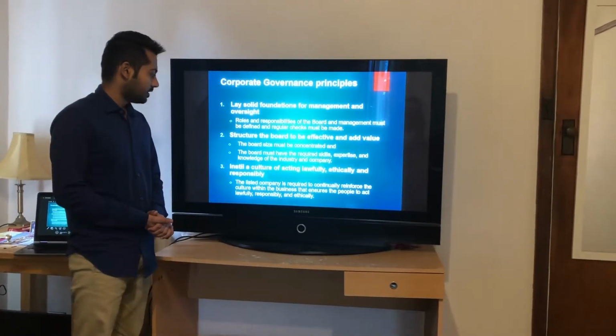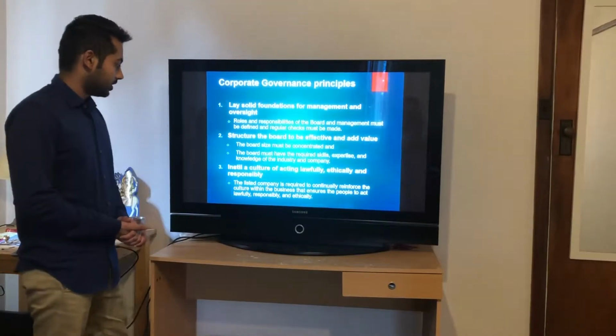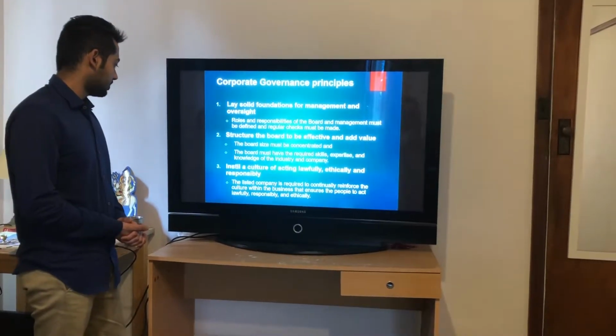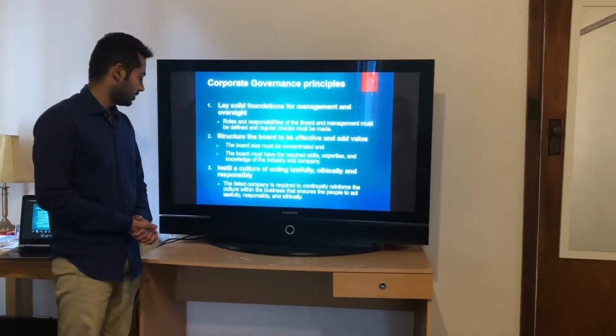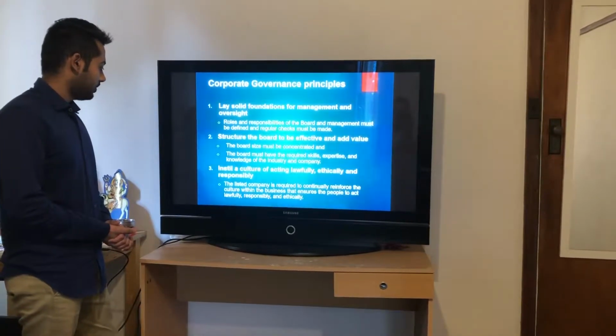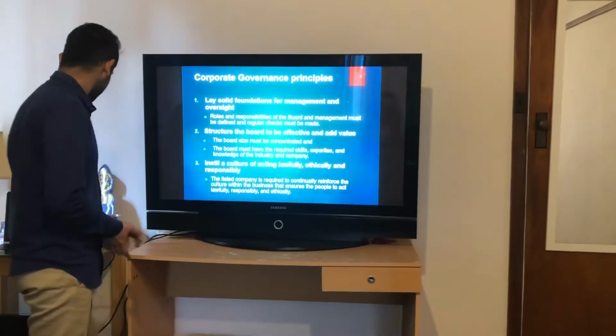The listed company is required to continually reinforce the culture within the business that ensures the principle to act lawfully, responsibly and ethically. Let's move on to the next slide.